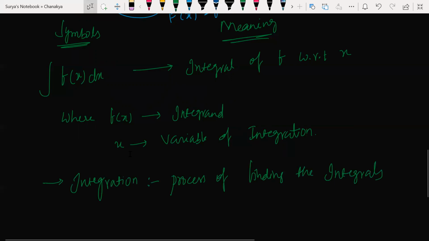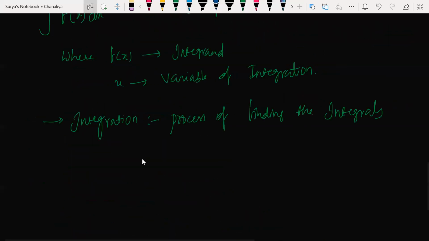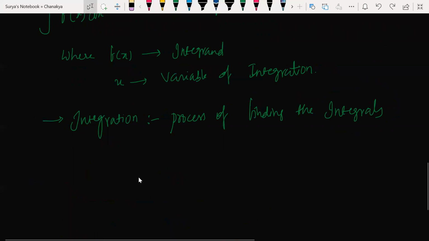Integral means what? I just told you. Look at it here. Integral means the reverse process of the derivative. You can say like that. The antiderivative of f is called the indefinite integral. Okay? Understood my point? Integration is the process of finding those integrals. Okay? Understood my point?